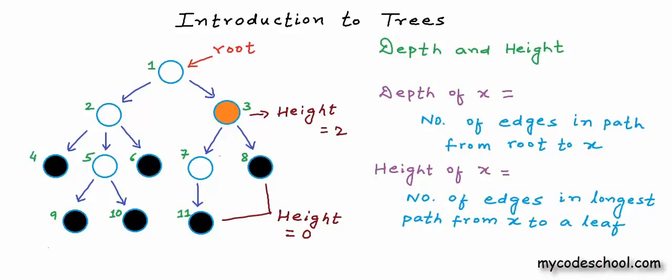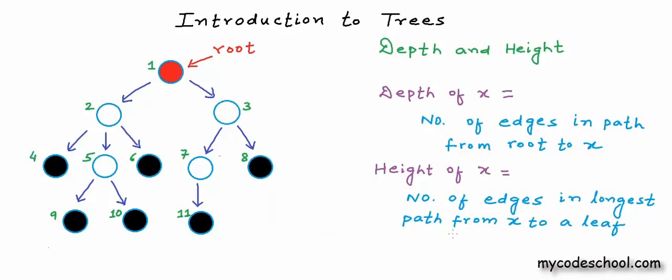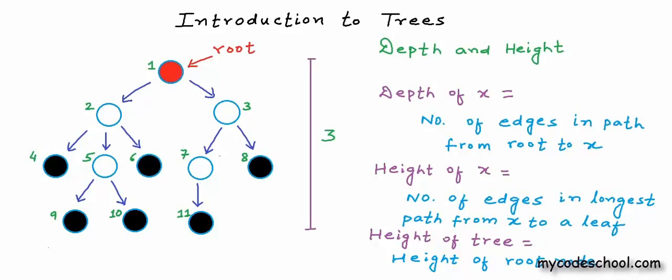So what will be the height of the root node in this tree? We can reach all the leaves from the root node. The number of edges in the longest path is 3. So height of the root node here is 3. We also define height of a tree. Height of a tree is defined as the height of the root node. Height of this tree that I'm showing here is 3. Height and depth are different properties, and height and depth of a node may or may not be the same. We often confuse between the two.